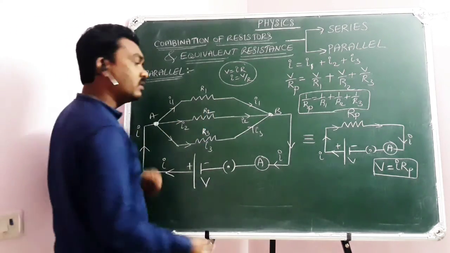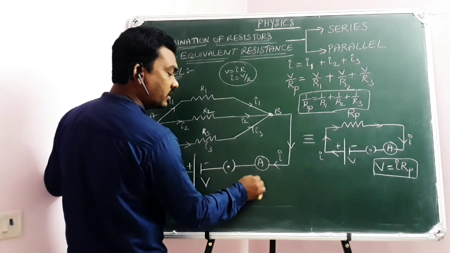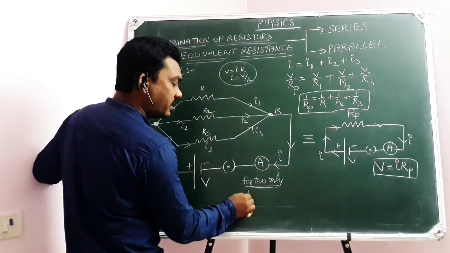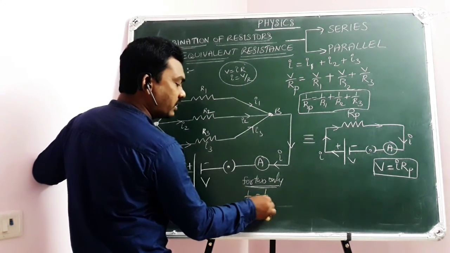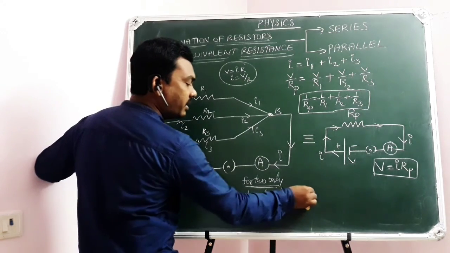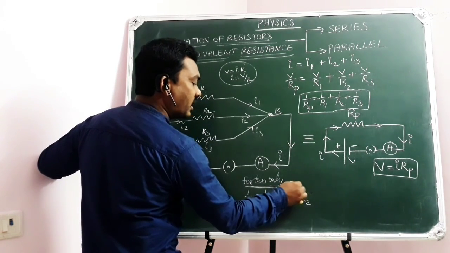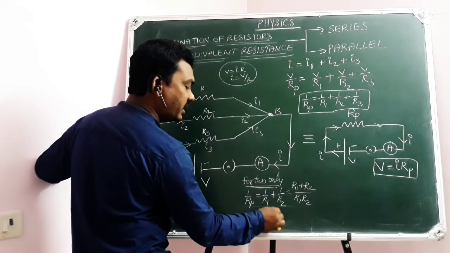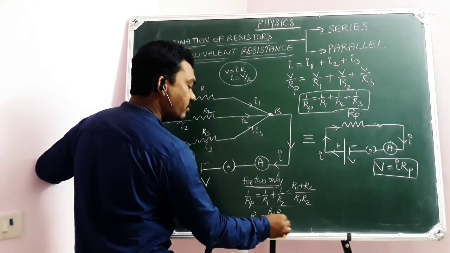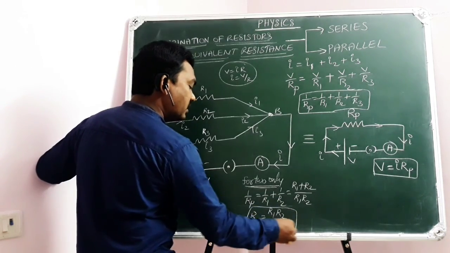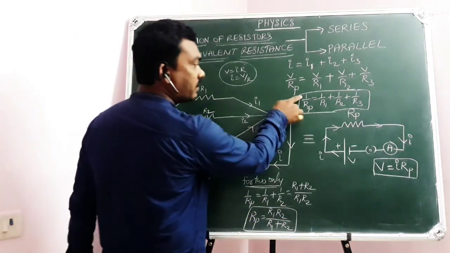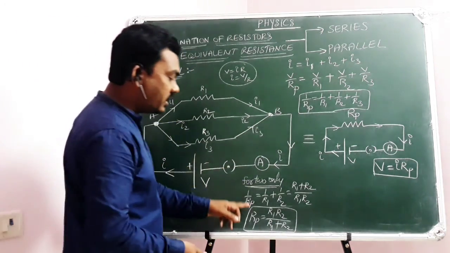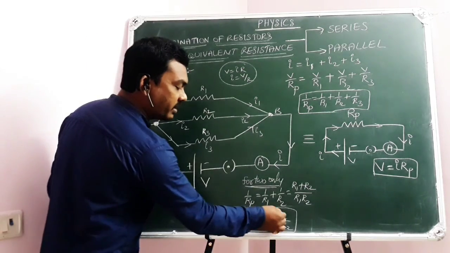So if only 2 are there, in the combination there is no third, there are only 2 resistors. You can write 1 by RP equal to 1 by R1 plus 1 by R2. You can take the LCM, R1 R2, so the numerator is R1 plus R2. So you can write RP is equal to R1 R2 by R1 plus R2 directly. RP is the equivalent resistance in parallel combination. Here 1 by RP is the reciprocal. Ultimately during calculation you have to get RP. So when 2 are there, you can directly apply RP equal to R1 R2 by R1 plus R2.